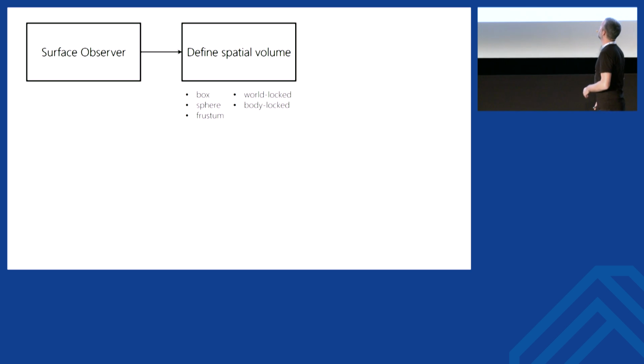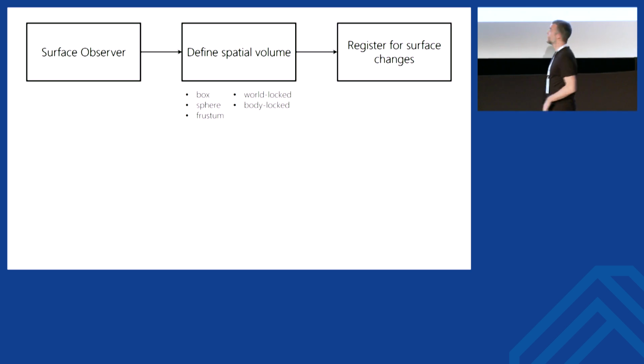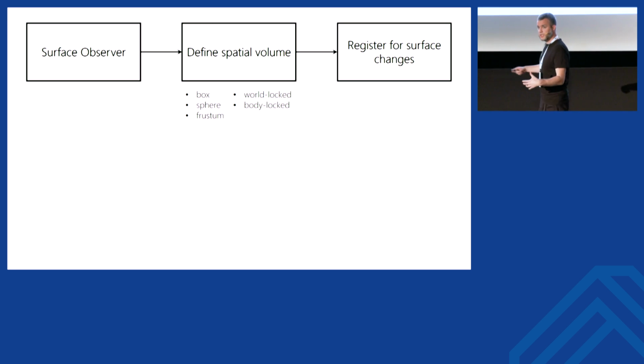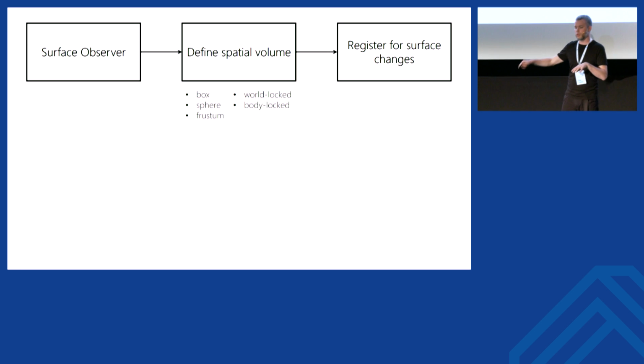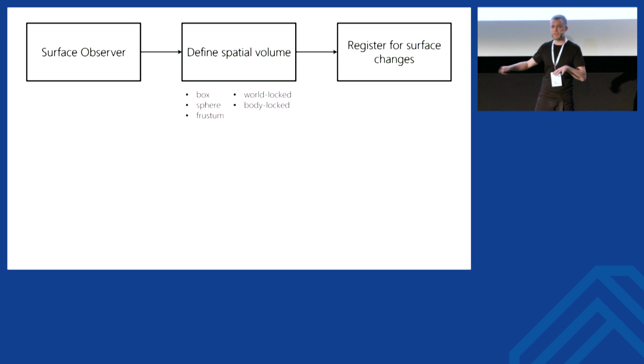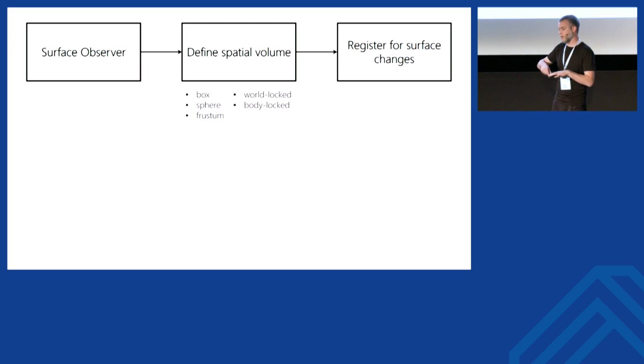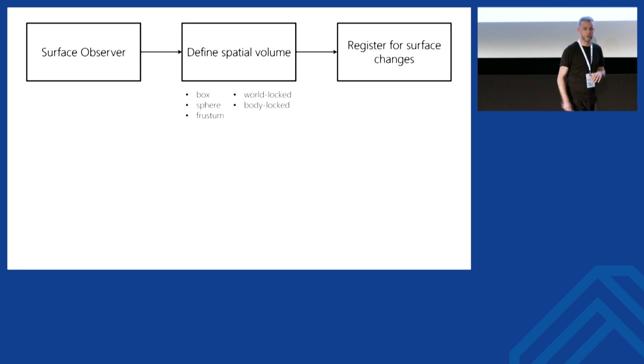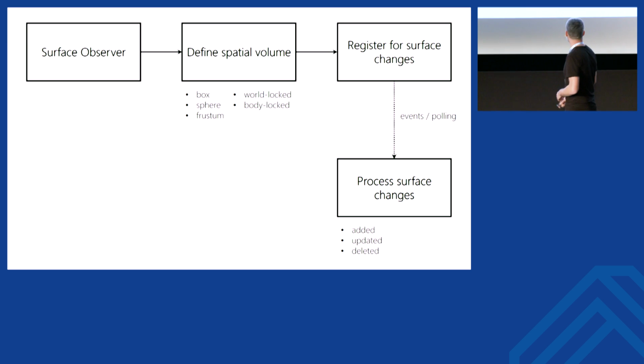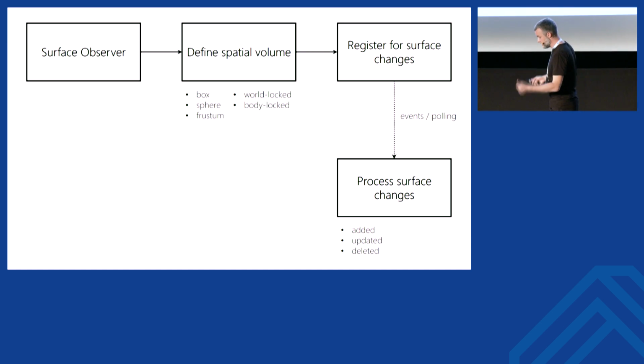So when we have our spatial volume defined, we can register for surface changes. That's separate from what I told you before. The thing happening at the operating system level is still happening under the hood. Right now, we are setting up the object that would poll or query that operating system data. So we are registering for updates, and then we are getting events, or we are polling for the changes, and we are getting events like surface added, deleted, or updated. And it's up to us to react to those events.